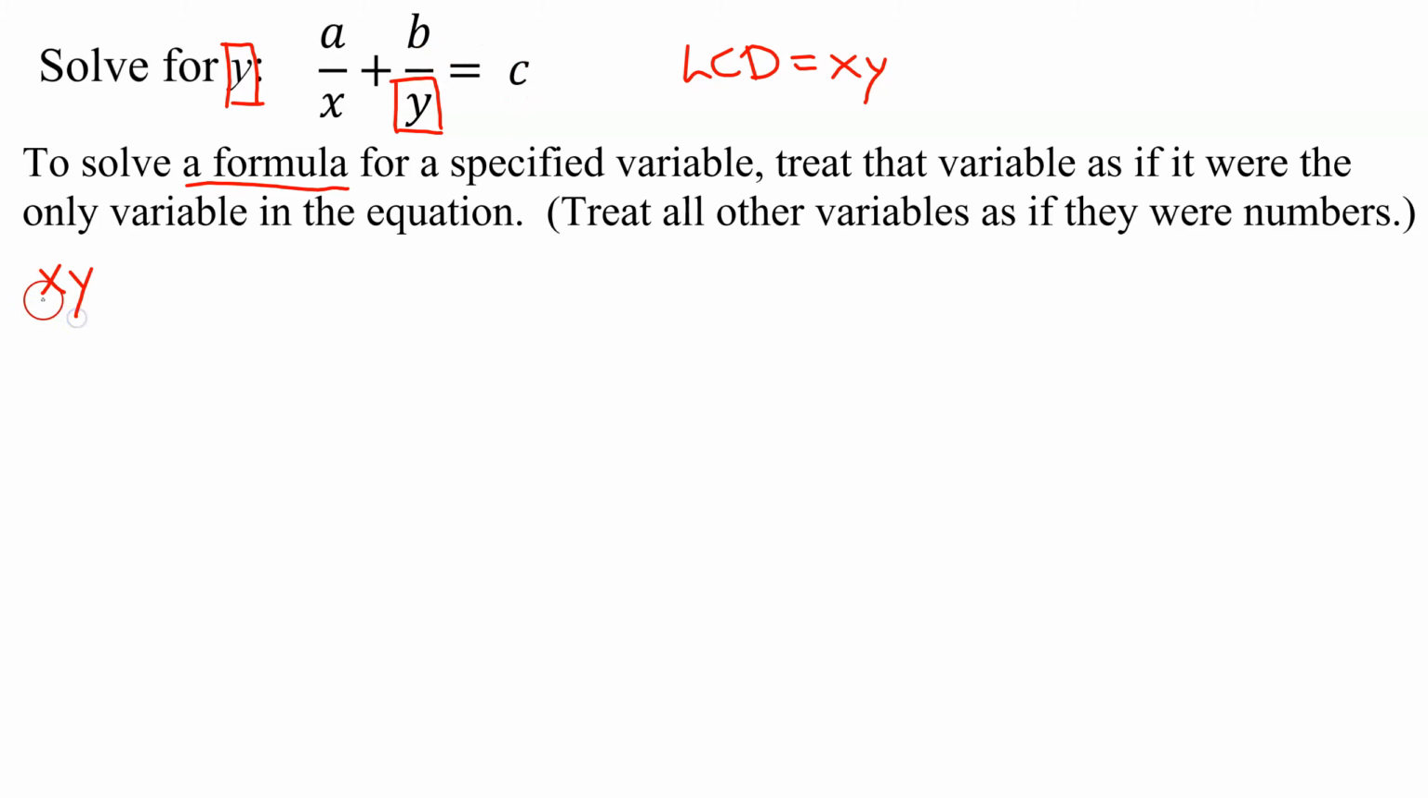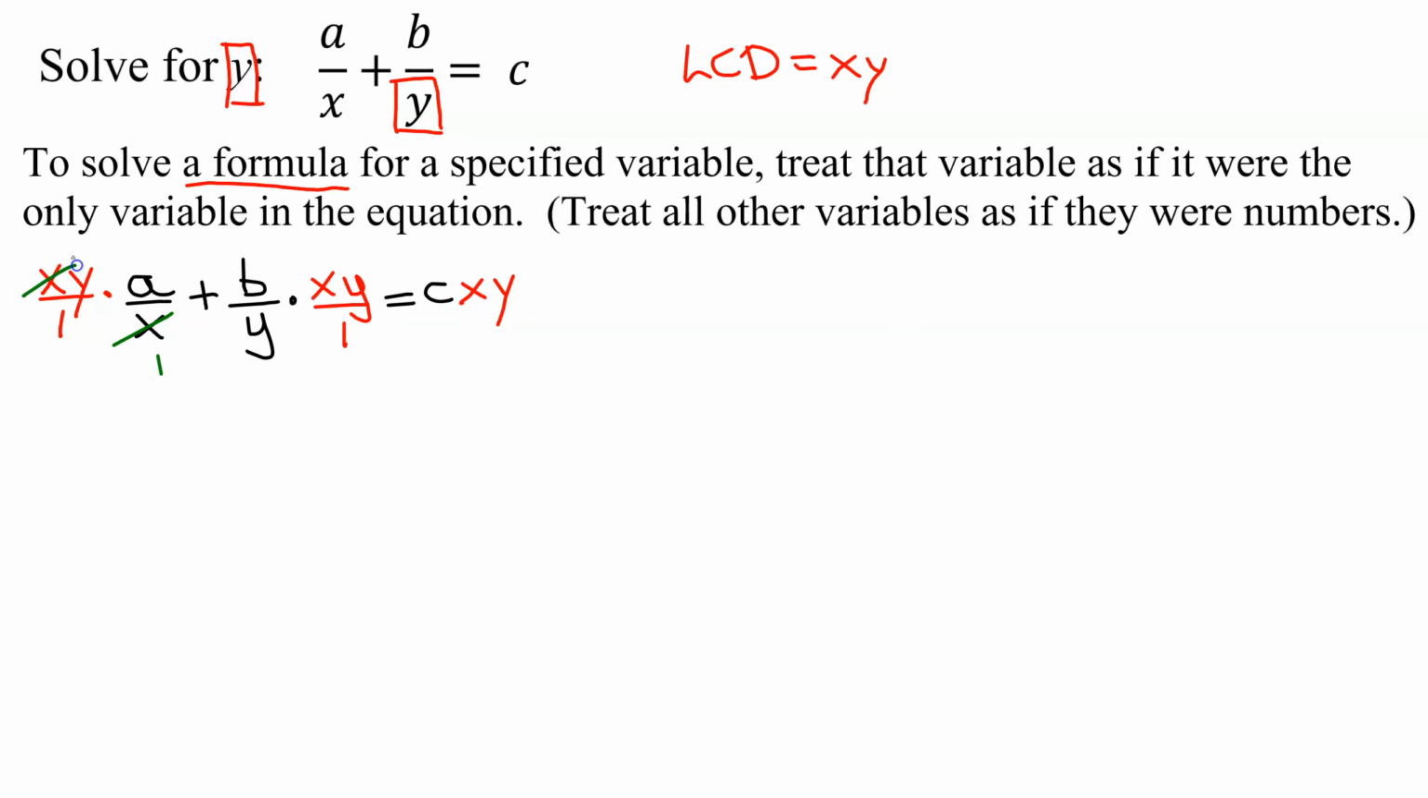When the term you're multiplying it by is a fraction, turn your LCD into a fraction by dividing it by 1. So I have xy over 1 times a over x plus my next term, b over y, times my LCD of xy over 1 equals c, and please don't forget you must multiply the c also by your LCD. Now you're ready to simplify.